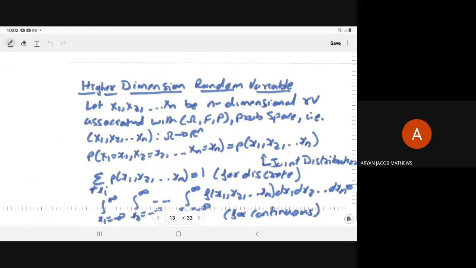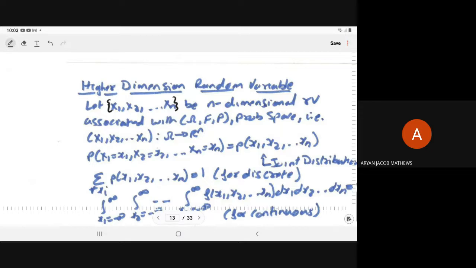So in previous classes, we have covered single variable distribution or single random variable. Now we have the higher dimensional random variable. So let x1, x2, ..., xn be an n dimensional random variable. Means here we have the ordered tuple x1, x2, ..., xn, an n dimensional random variable associated with sample space omega, sigma field F, and the associated probability, or you can say probability space.